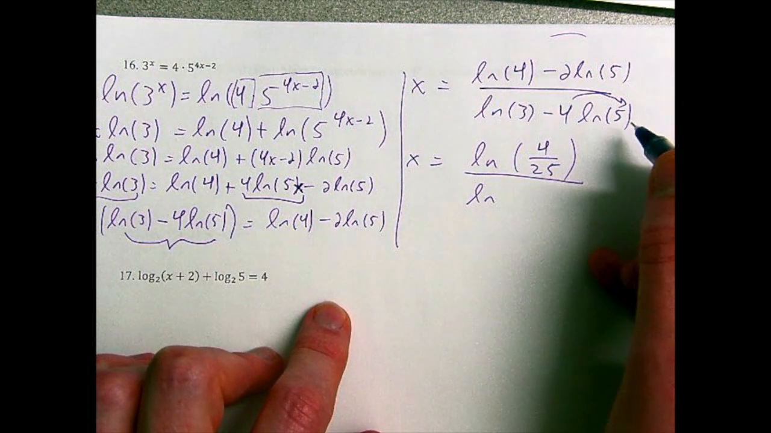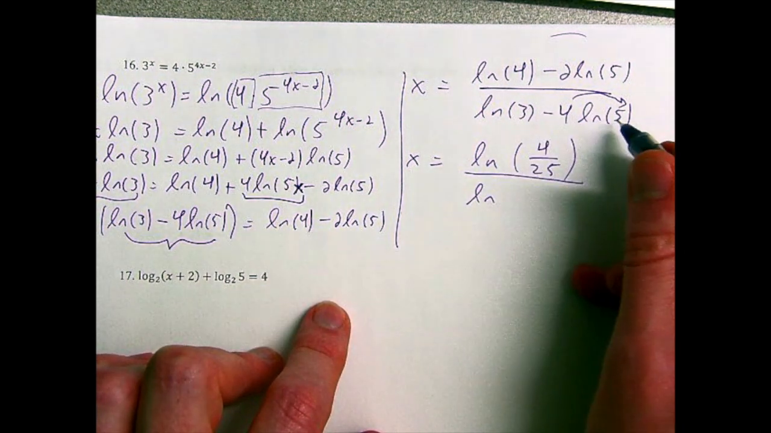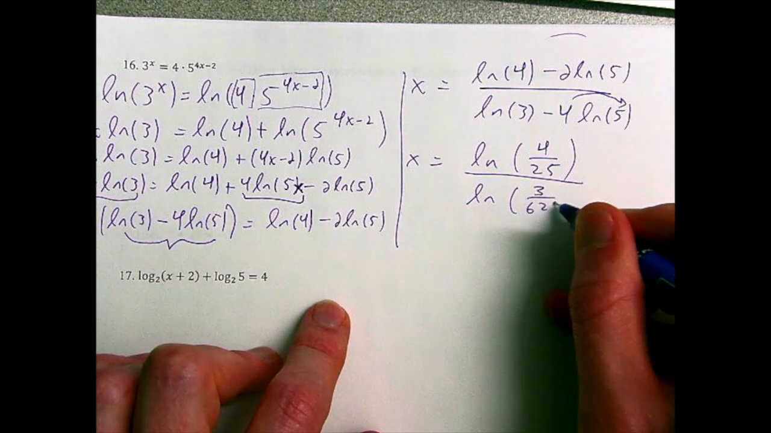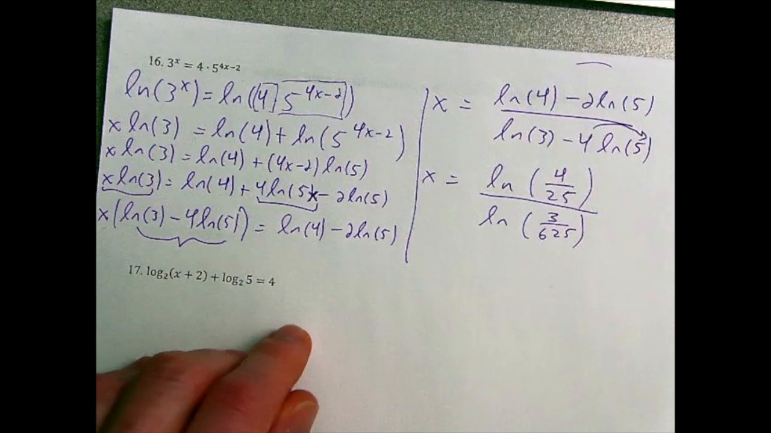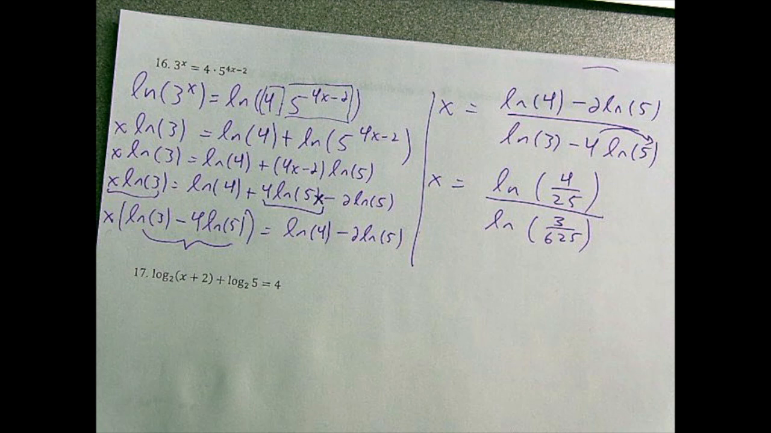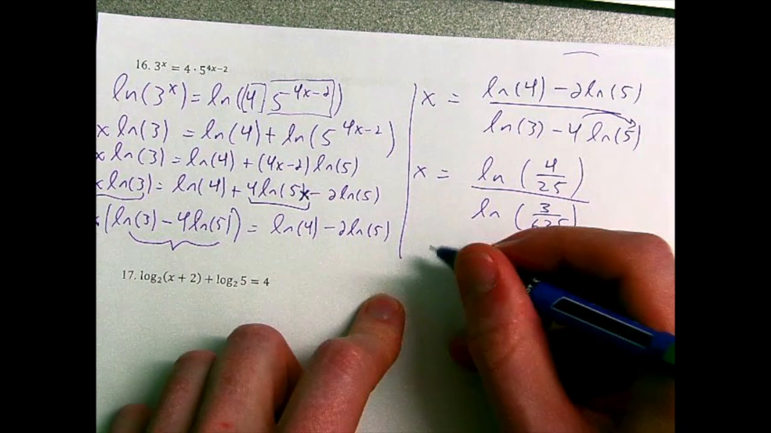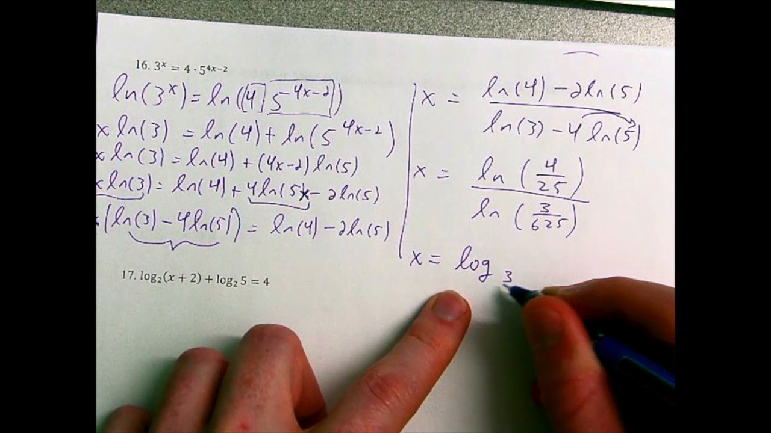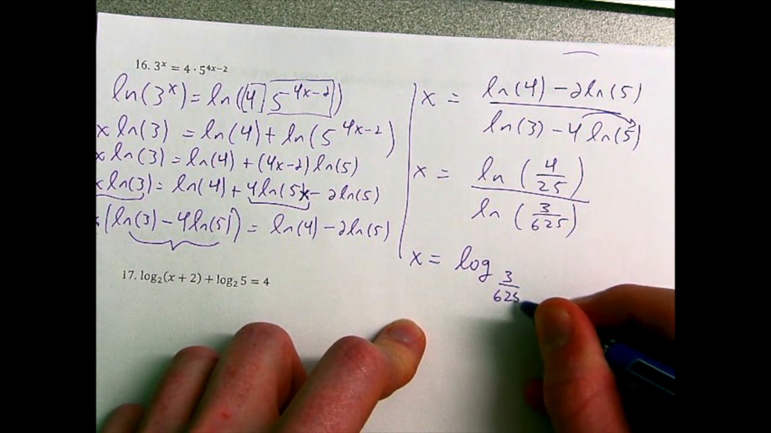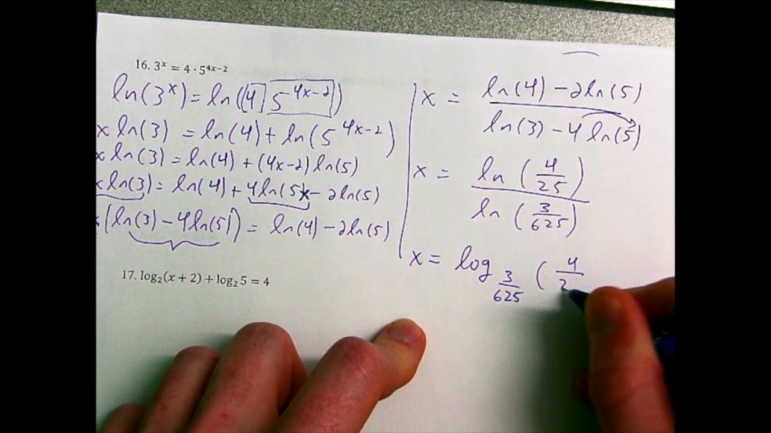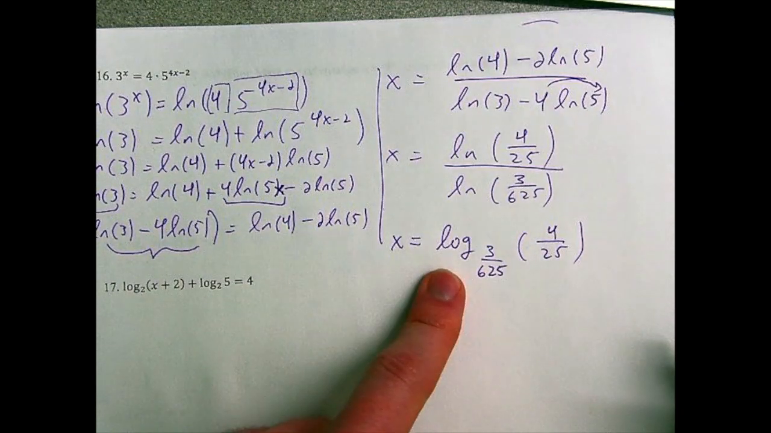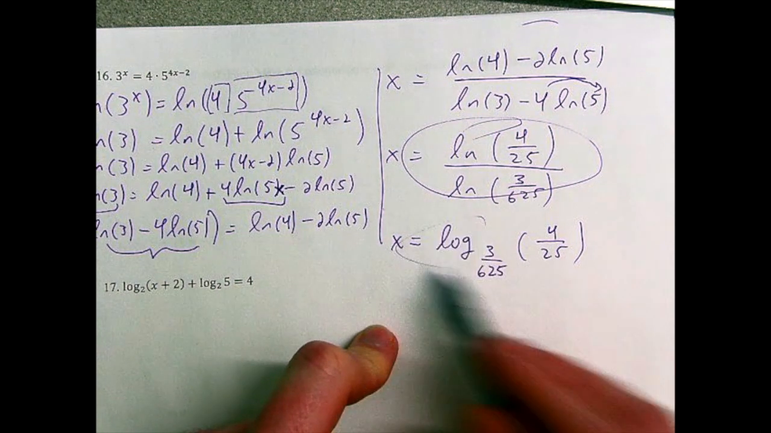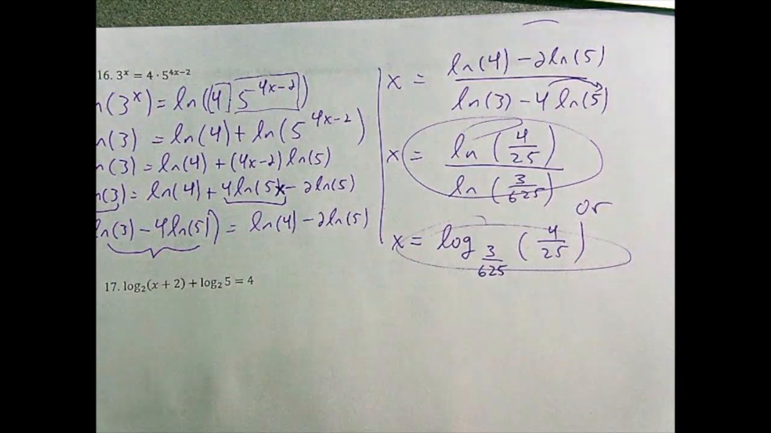It'll become 625, and then you've got log of 3 minus log of 625, so it's 3 over 625, which, I guess if you really want to write that as a single logarithm for some reason, you could write that as log base 3 over 625 of 4 over 25, which I don't know if that's any better. Any one of these. I think I like this one the most, but that one is also fine.